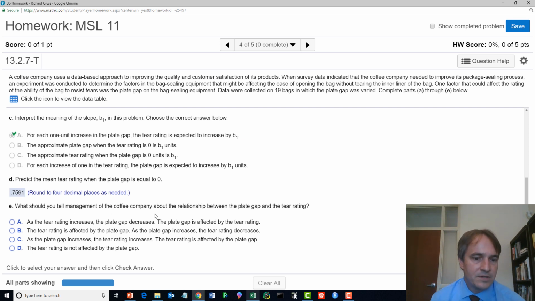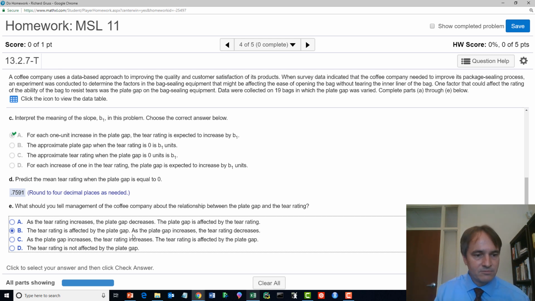As the tear rating increases, the plate gap decreases. The plate gap is affected by the tear rating. Well, that's reversing the dependent and independent again. The tear rating is affected by the plate gap. As the plate gap increases, the tear rating decreases. Okay, that's a candidate one. Let's read all of them. As the plate gap increases, the tear rating increases. No, that's not. It doesn't increase. And the tear rating is not affected by the plate gap. Now, as I said, D is probably the actual right answer, but for now, we'll just assume B. Okay.